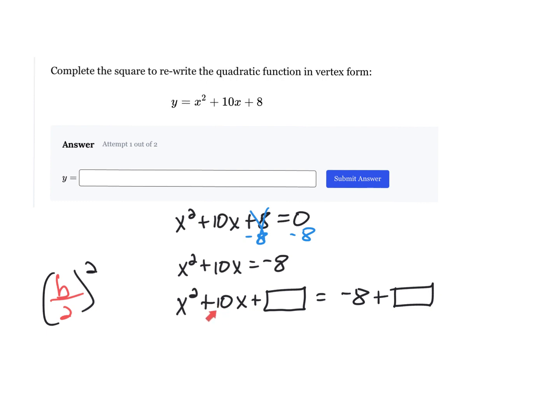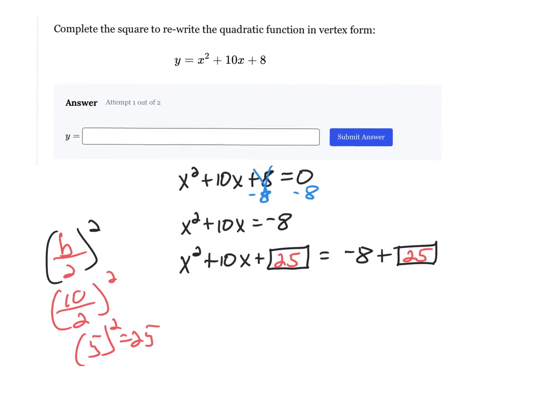Well, b in this one is a 10, so I would say 10 divided by 2, which you guys probably know what that is, but 10 divided by 2, and then we square that. Well, 10 divided by 2 is 5, and 5 squared equals 25. So 25 is what I'm adding to both sides to complete the square, okay?